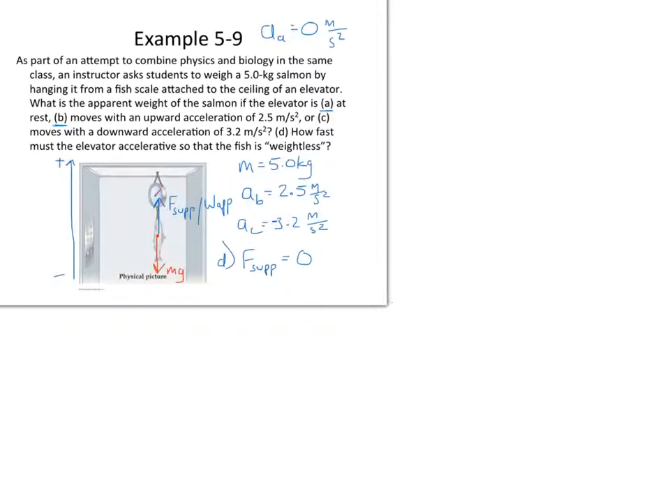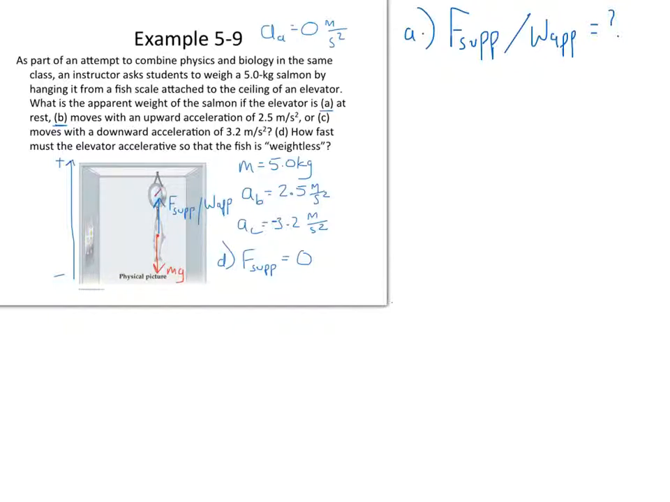So, for part A, what is the apparent, I'm going to call it F sup, the force supporting, also known as the apparent weight, whatever it is? That's what we want to find, okay?